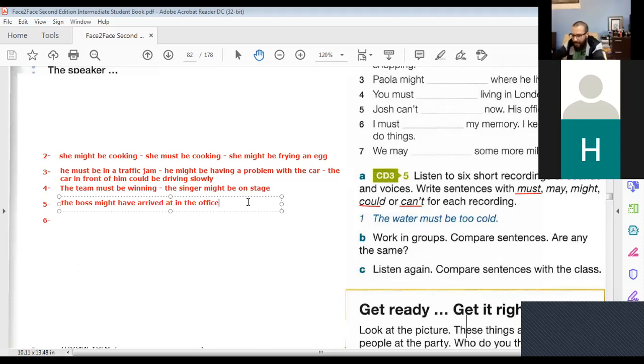Yeah. Without it is fine, but with the have it feels necessary. So we can say the guest must have checked in. Must have checked in. I think maybe because it's something that's recent, just happened.